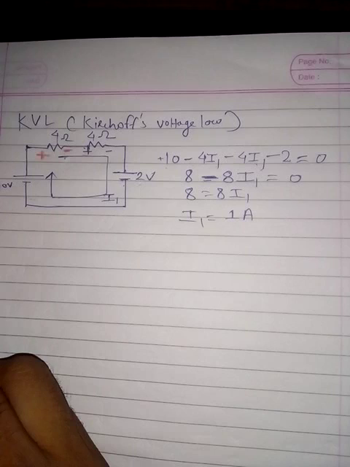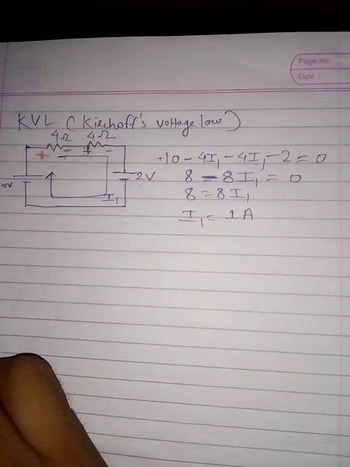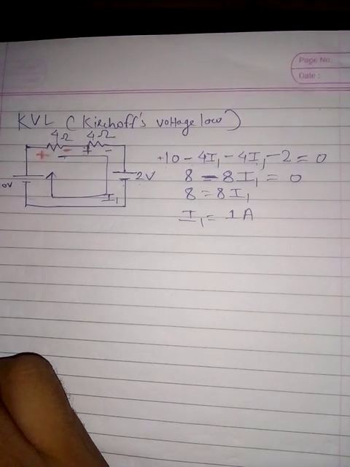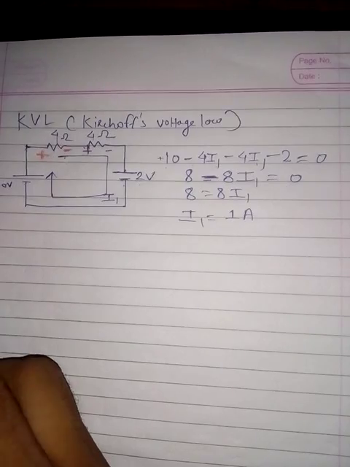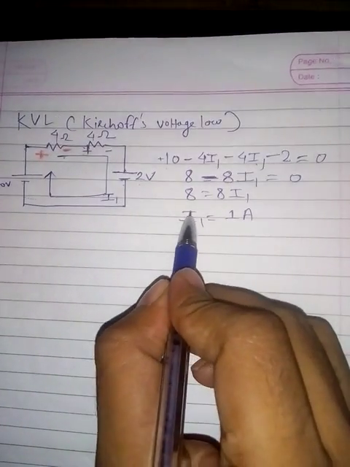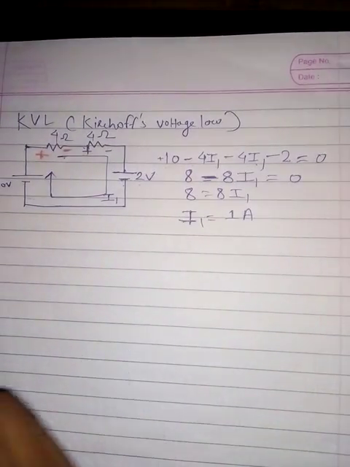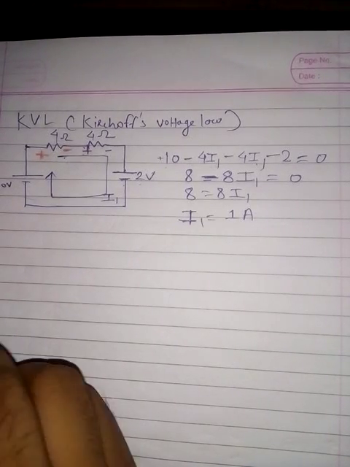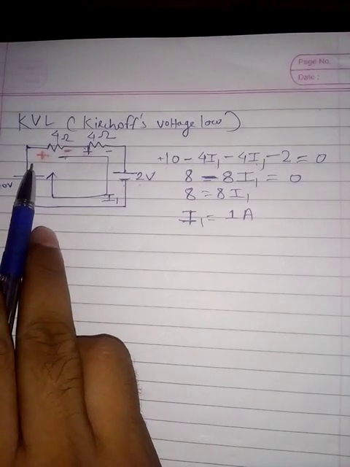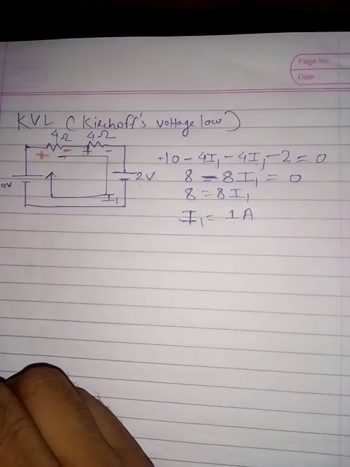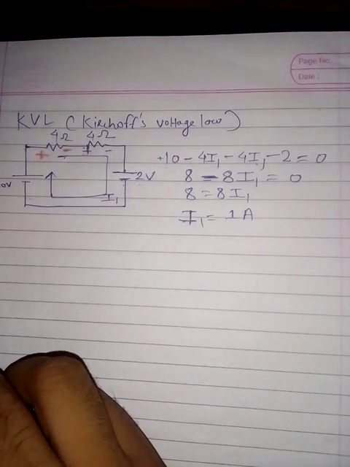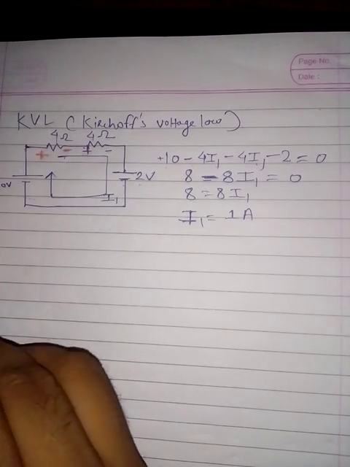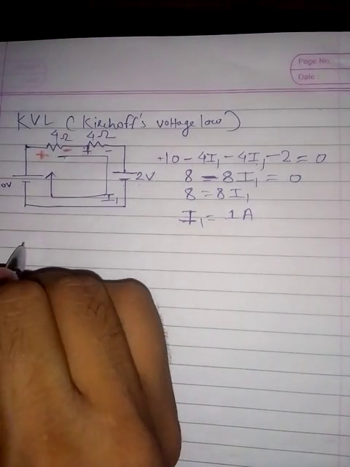This is the simple concept of KVL and mesh analysis. Using KVL, we have found out the value of I1. So in this way, we have studied how to assign the polarities across the resistor and how to write the KVL equation. Now next is KCL.